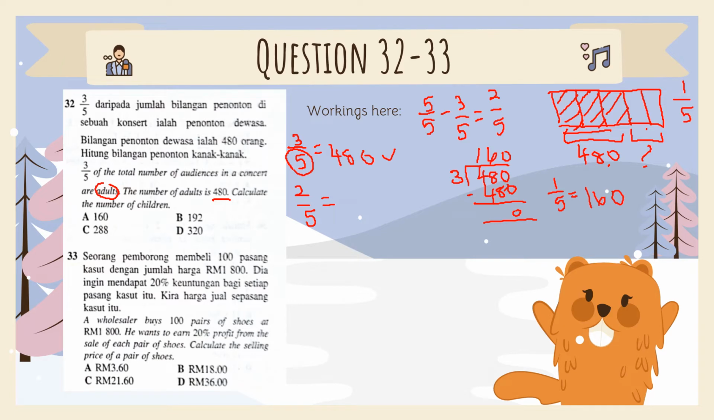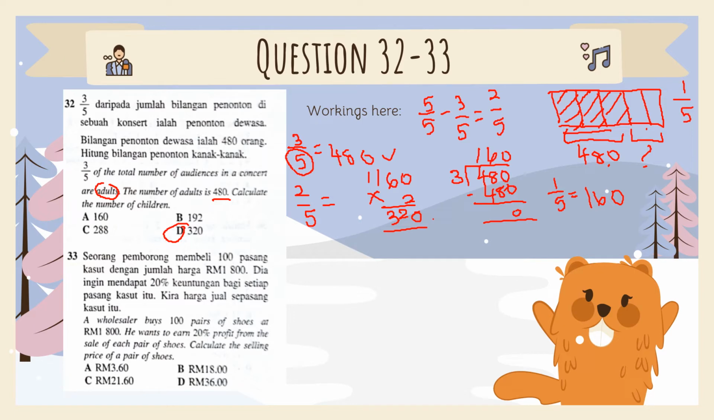Now in order to find 2 over 5, just times it by 2. Then you'll get 320. So the answer is D. Moving on to question 33.